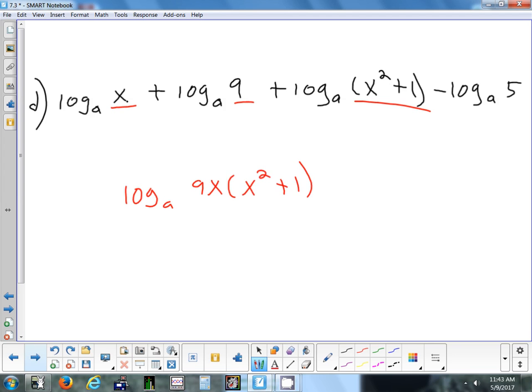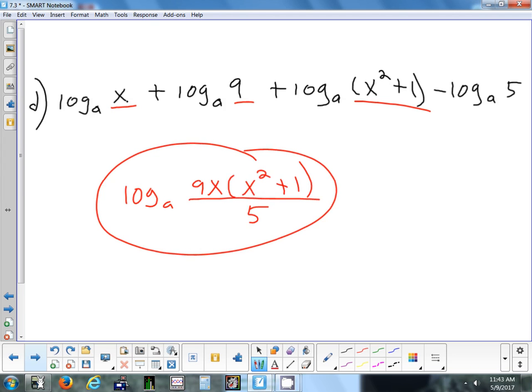And then it's minus log base a of 5. Dave, what's minus mean? Division by what number? 5. That's it. So I multiplied all the things that had plus signs, and then I divided by the thing that was subtracted. So it looked like it could have been kind of a long problem, but it's really not. Okay, so any questions on the second part of what we did? Taking logs and combining or splitting them apart?